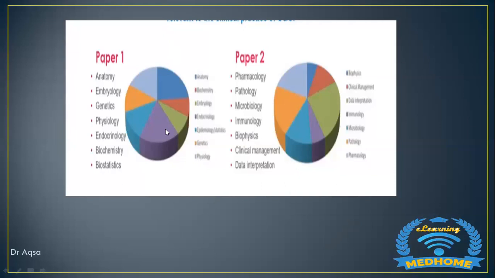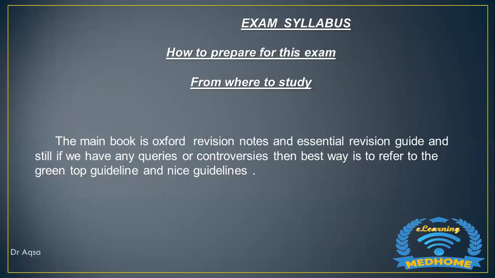Now, how to prepare for this exam? Not only for anatomy, but for any module of this exam, your main book will be Oxford Revision Notes, and the other book will be Essential Revision Guide. If you have any queries with these books, then we are going to take reference from Green Top Guidelines and NICE Guidelines. But sometimes, this Oxford Revision Notes was published in 2011.